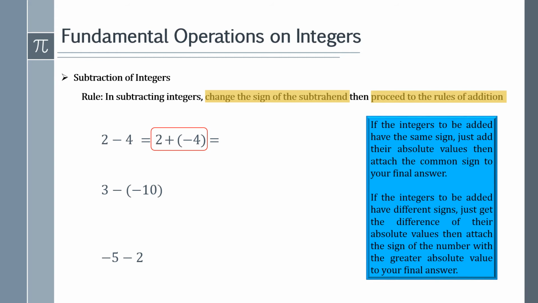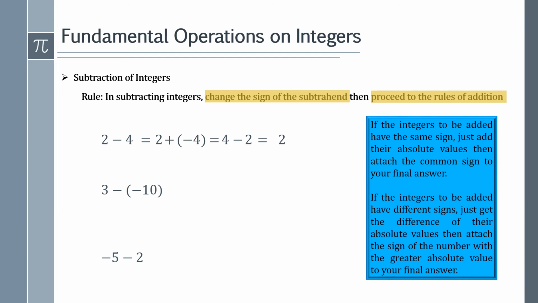So meaning, i-check again natin if they have the same sign or if they have different sign. Check. So 2 and negative 4. Definitely, they have different signs. So i-apply natin yung rule number 2. So get the absolute value of 4 and 2. So this will become 4 minus 2. Kasi we will get the difference. And that is equal to 2. Pero meron pa siyang sinabi.